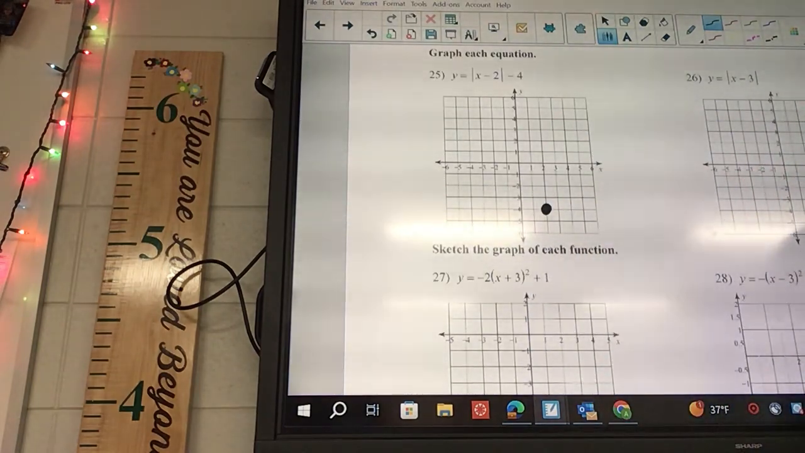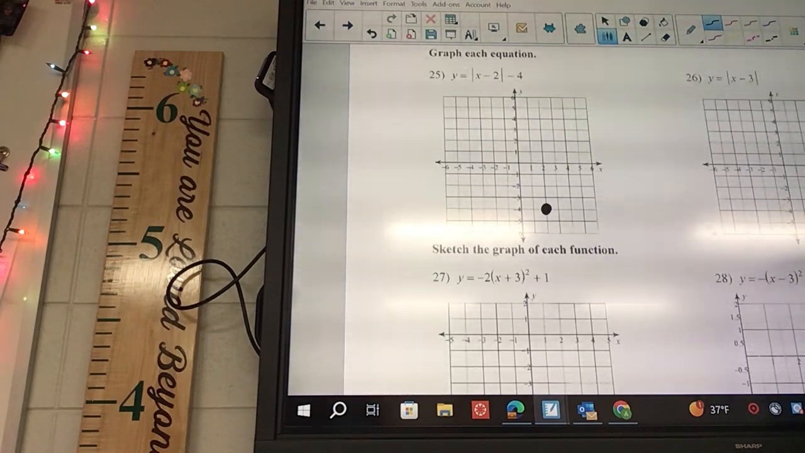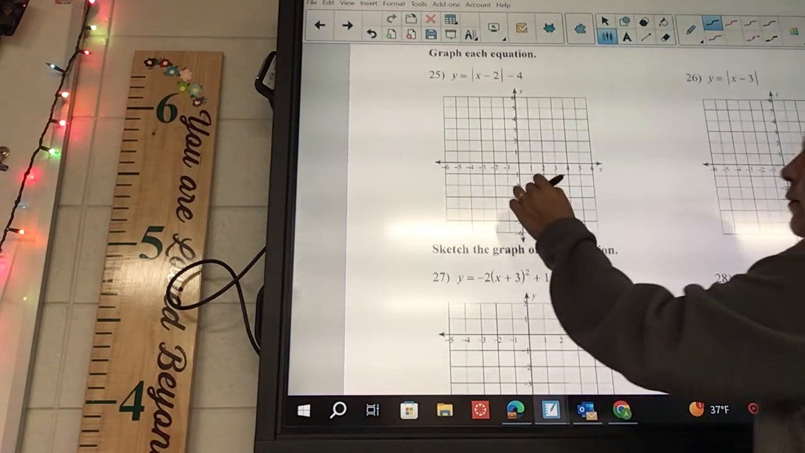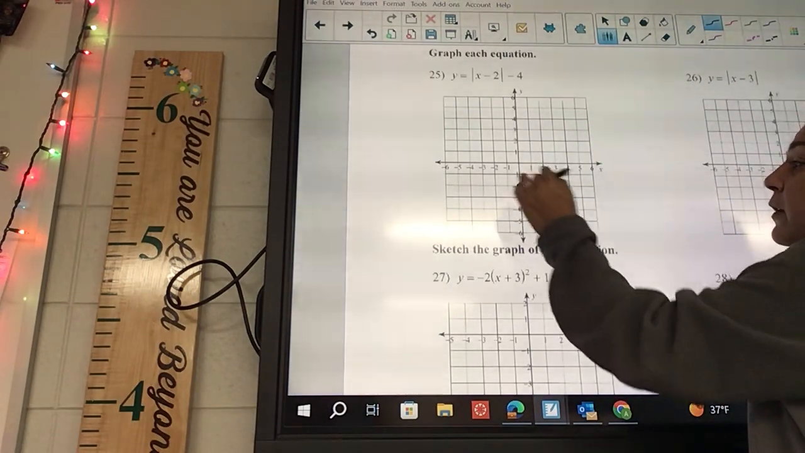Is this going to be a V or a U? Which is it? You said both. V. It's a V, okay? So the bars mean a V, okay? Does this graph open up or down? Up. It doesn't have a negative out front, so it opens up, okay? What is the slope? 1/1, okay? How many points do you need to draw? 5, okay?